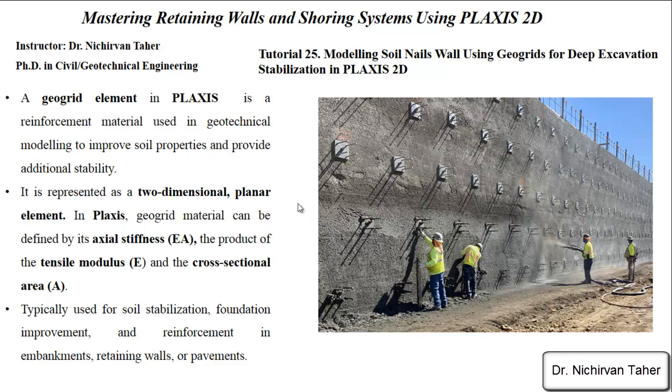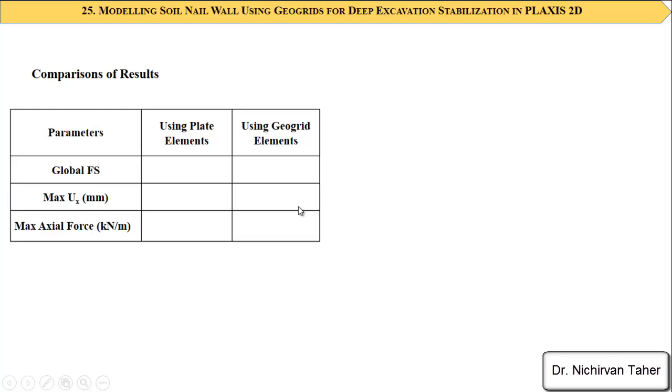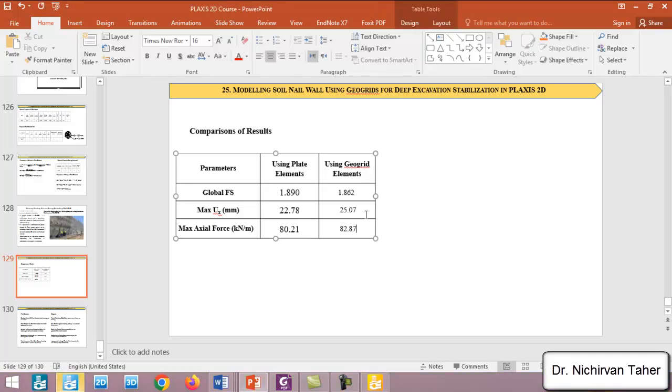So as I mentioned before, we will repeat the same example from tutorial 24, and we will make a comparison between these parameters, the global safety factor and the maximum lateral displacement in the facing of this type of retaining structure. Also the maximum axial force in soil nail. So in previous example, we modeled a soil nail using a plate element, and let me check the parameters. So as we can see, the parameters are very close to each other and they are in good agreement.